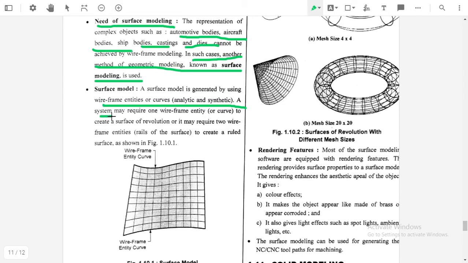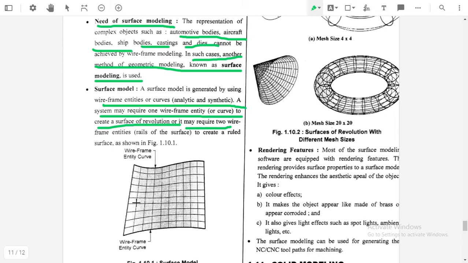A system may require one wireframe entity or curve to create a surface of revolution, or it may require two wireframe entities. To generate some surface models we require only one entity, which we can revolve to obtain the surface model. But there are some surfaces that cannot be obtained by revolving a single entity. For those purposes two wireframe entities are required.